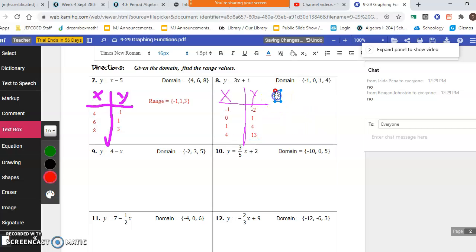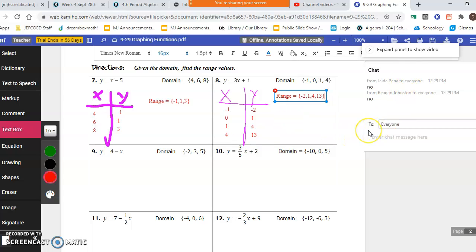Okay, come right over here. List out our range. Range equals brackets. Let me fix that real quick. Good. Brackets. And we have a -2, 1, 4, and 13, and then close off those brackets right there.